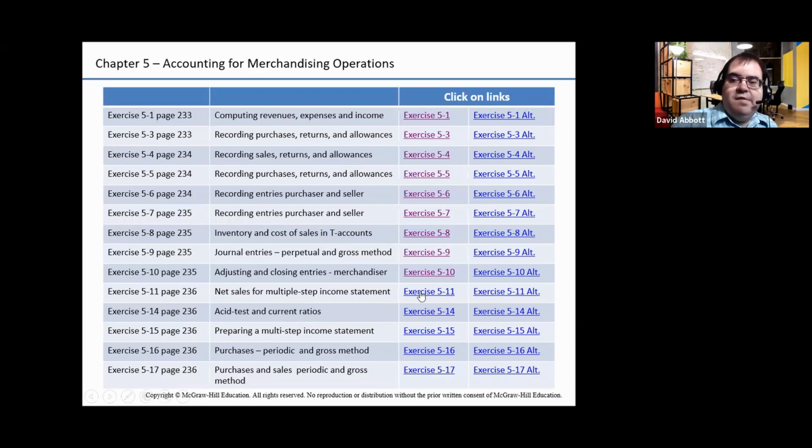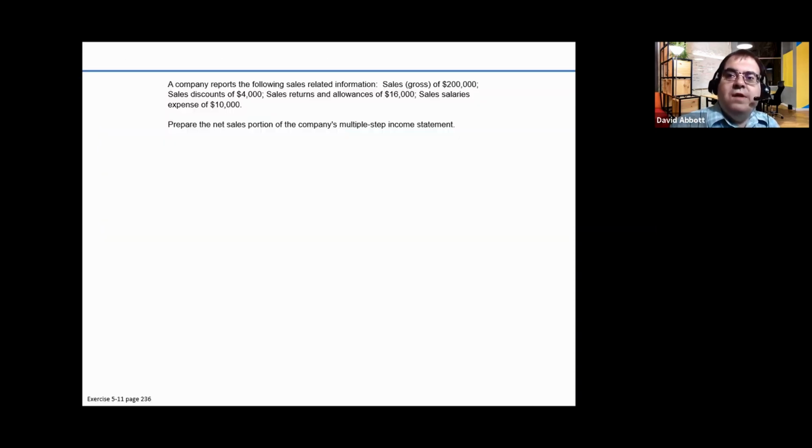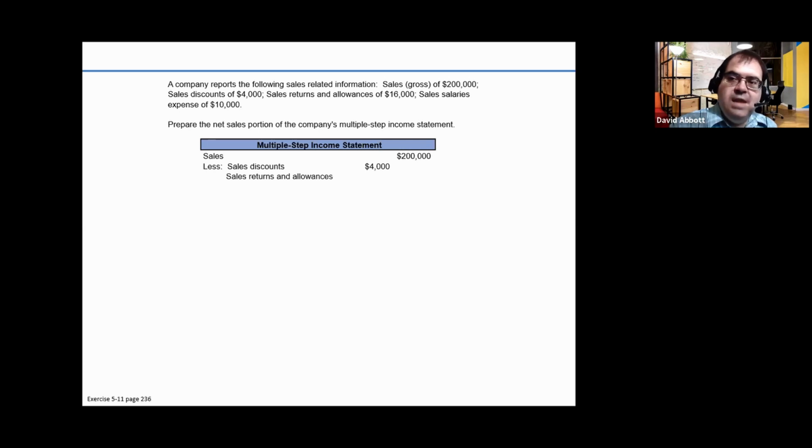So the next one is the net sales for multi-step income statements. A company reports the following sales related information. They had gross sales of $200,000, sales discounts of $4,000, sales returns and allowances of $16,000, sales salaries expense of $10,000. So we're going to prepare the net sales portion of the multi-step income statement. So we said that they had sales of $200,000 less the sales discounts, which is $4,000, less the returns and allowances of $16,000. So that's going to give you a total for our deductions, which are contra to sales, of $20,000. So then we had net sales of $180,000, because you take $200,000 minus 20, that's going to give you $180,000.